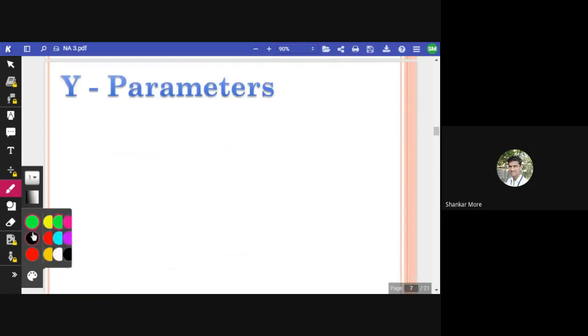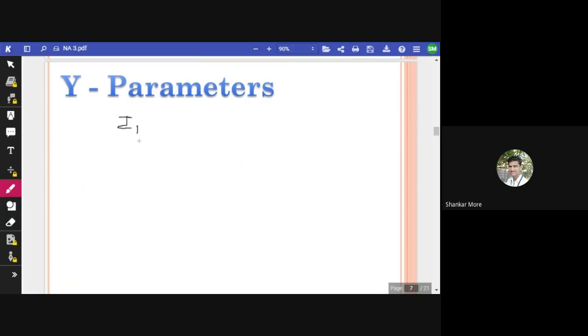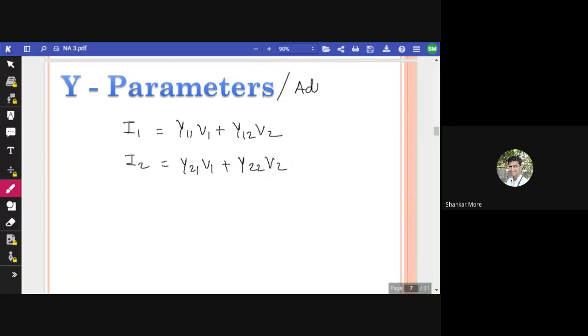As I already told you, for Z parameters our independent variables were I1 and I2, and V1 and V2 were the dependent ones. Now here we have I1 and I2 on the left. So I1 is equal to Y11 V1 plus Y12 V2, and I2 is equal to Y21 V1 plus Y22 V2. Now, Y parameters are also called admittance parameters.